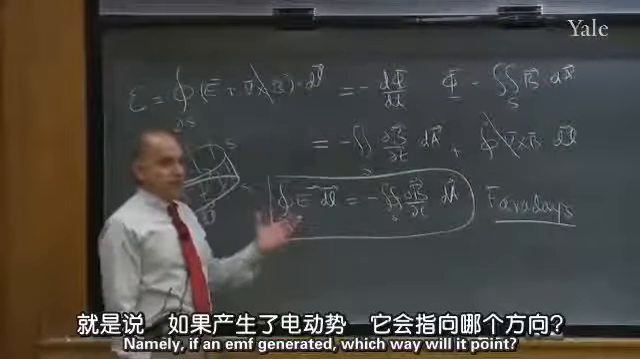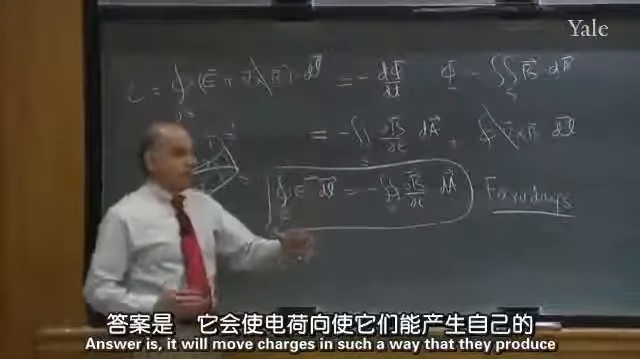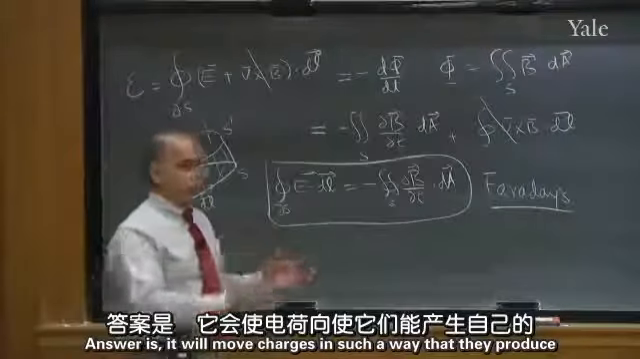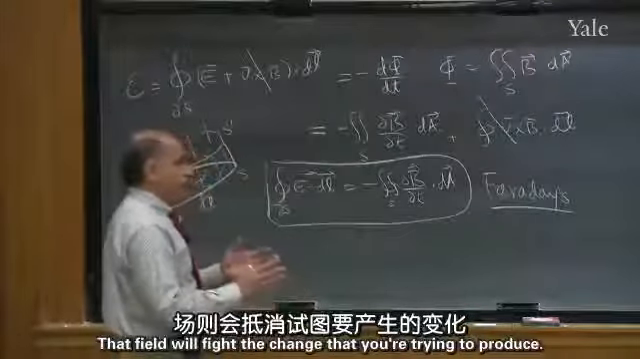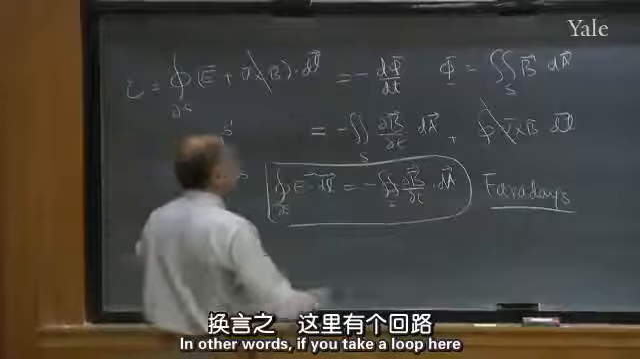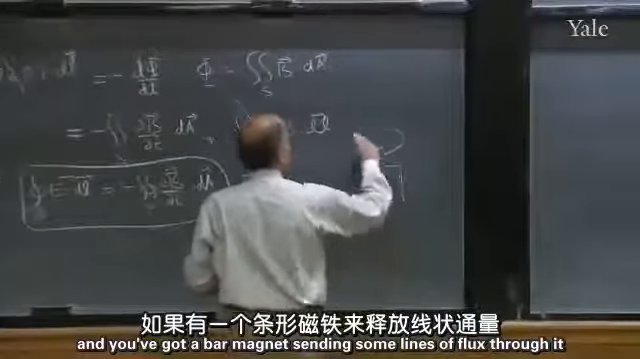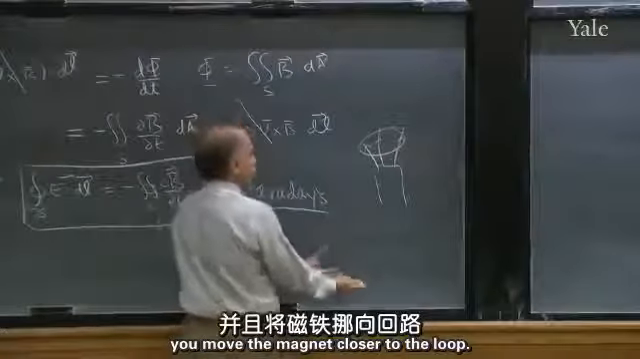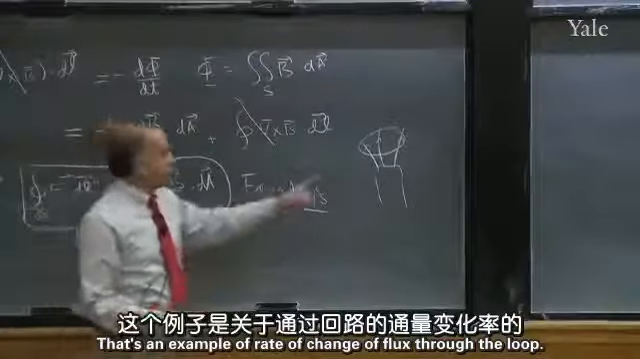Namely, if an EMF is generated, which way will it point? Will it move charges this way or that way? The answer is, it'll move charges in such a way that if they produce their own current, which will produce its own field, that field will fight the change that you're trying to produce. In other words, if you take a loop here, and you've got a bar magnet sending some lines of flux through it, you move the magnet closer to the loop. That's an example of rate of change of flux through the loop.